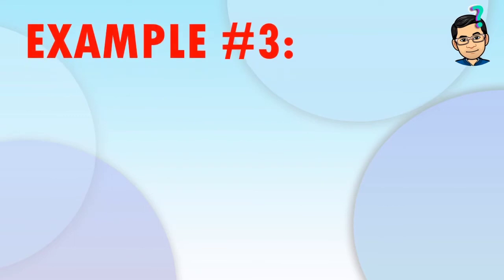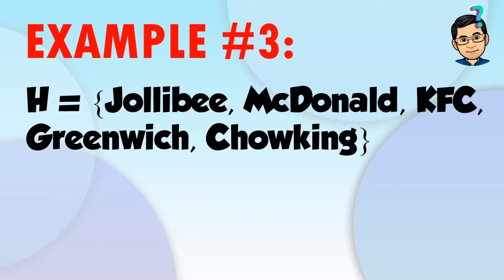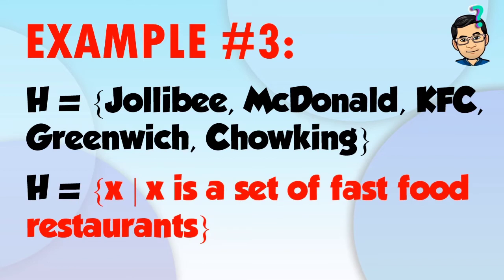Now, let's have example number 3. Set H has elements Jollibee, McDonald, KFC, Greenwich, Chowking. So yan, familiar po sa atin lahat yung mga yan. Madalas po natin yan puntahan kapag nagmo-mall po tayo. So what are these elements? So we can say that set H is X such that X is a set of fast food restaurants. So fast food chains, restaurant. So yan.